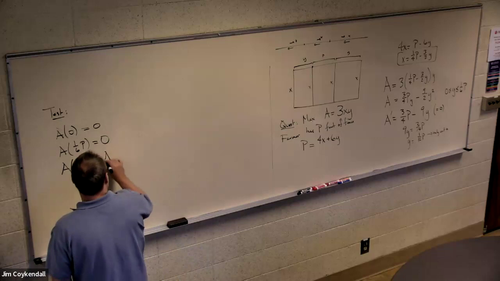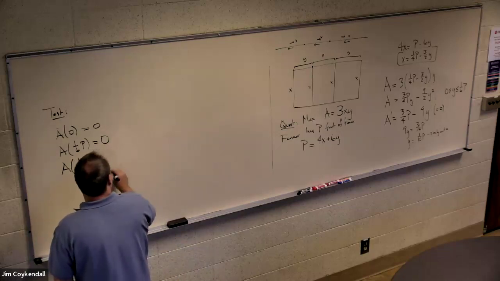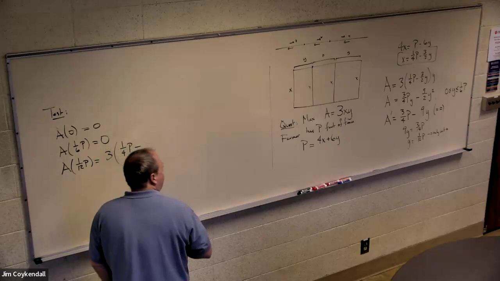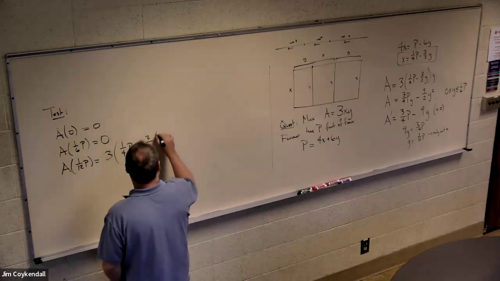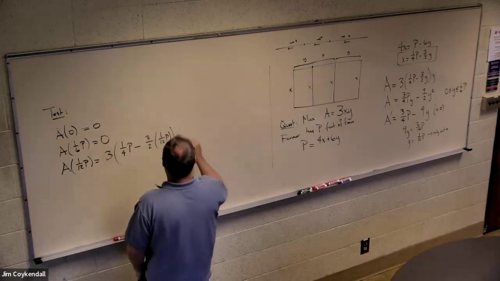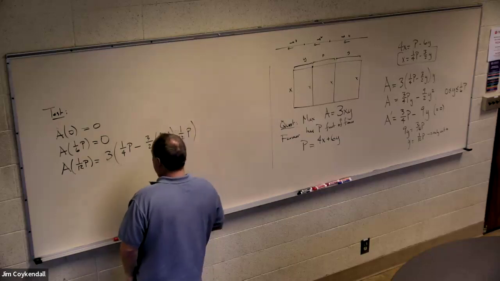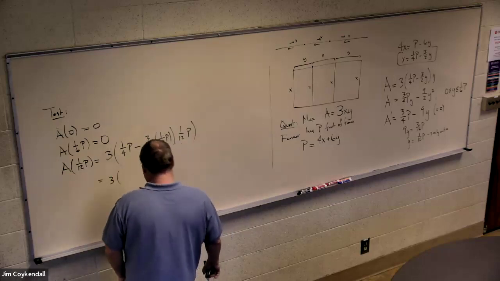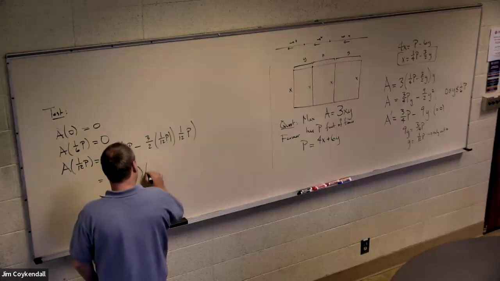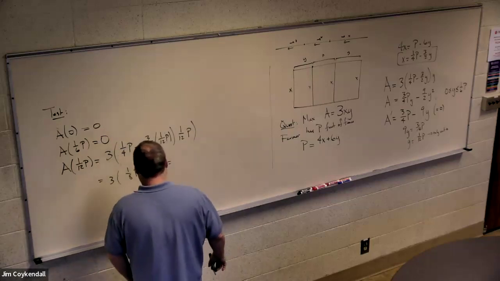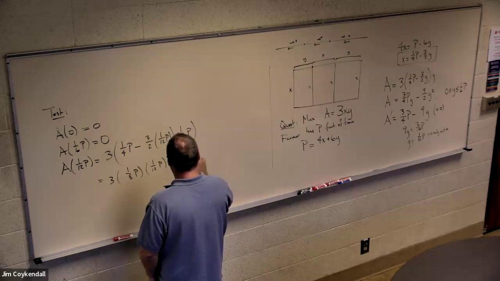I get A is equal to 3 times 1/4 P minus 3/2 of 1/12 P times 1/12 P. That is going to be 1/4 of P minus an 1/8 of P. Which is P times 1/8 of P, which is 1/32 P squared.